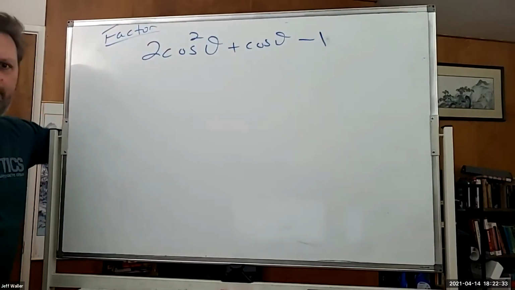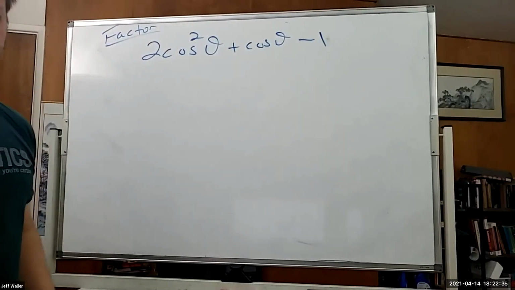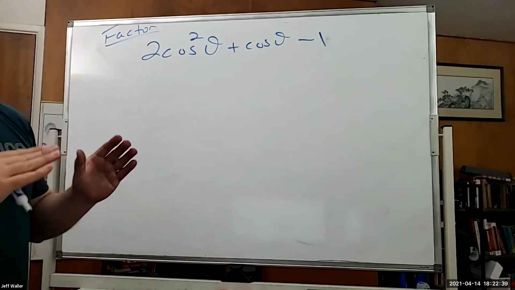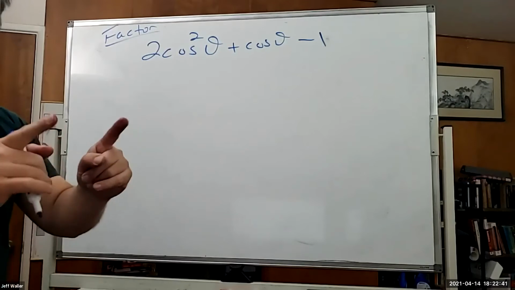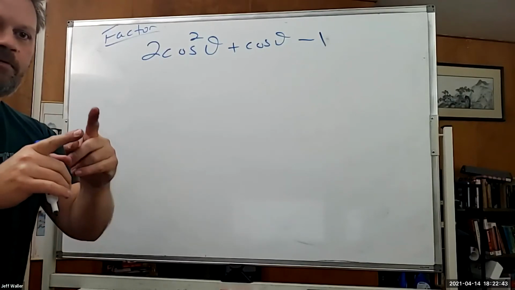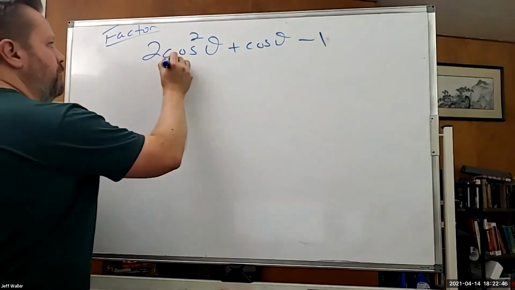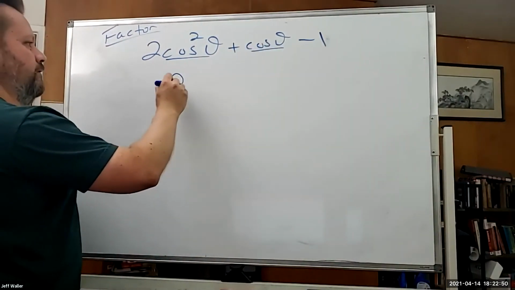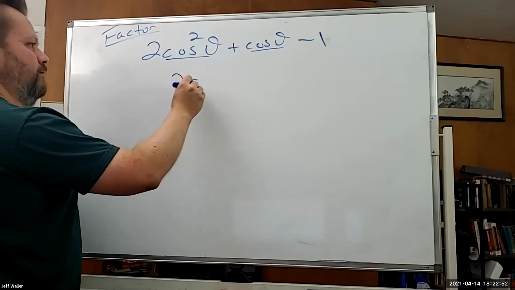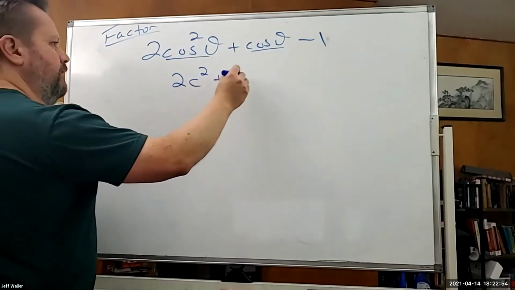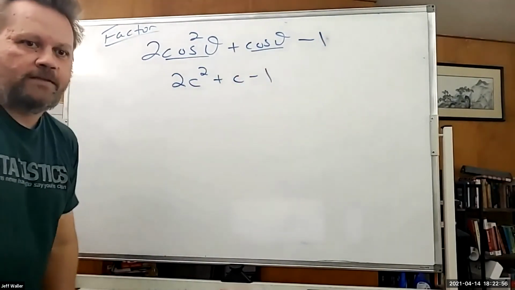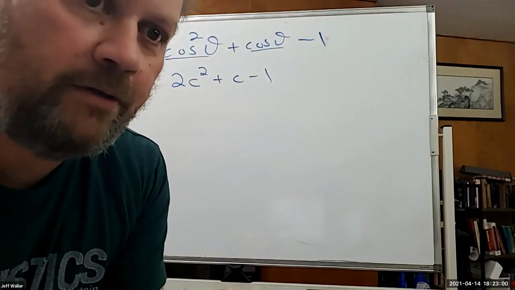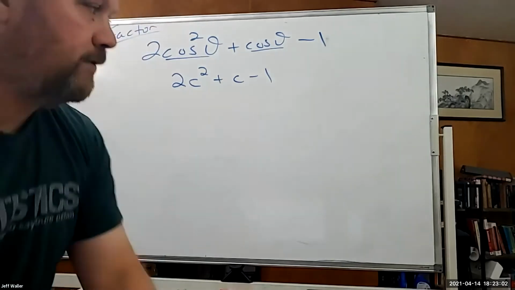I want you to factor this. What did us cool math people do when we saw cosine? What did we replace it with? C. Now, doesn't that look like a normal thing to factor, right? All right, so how do you factor this?